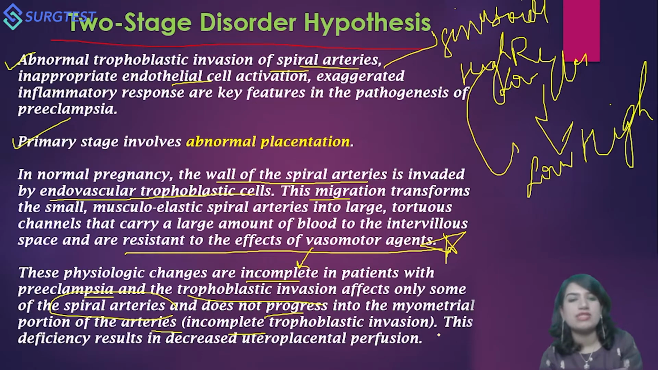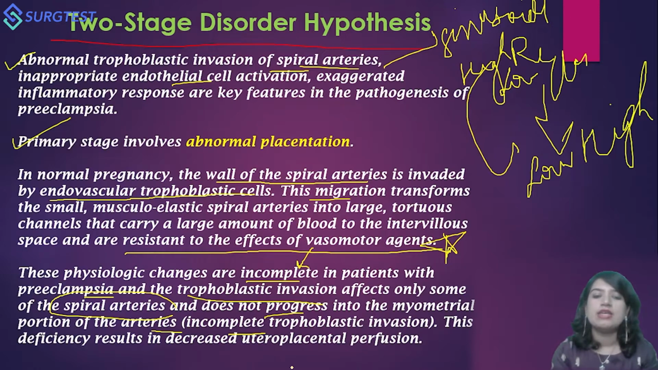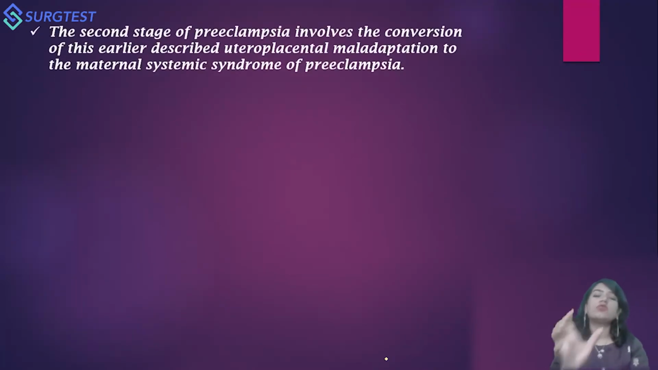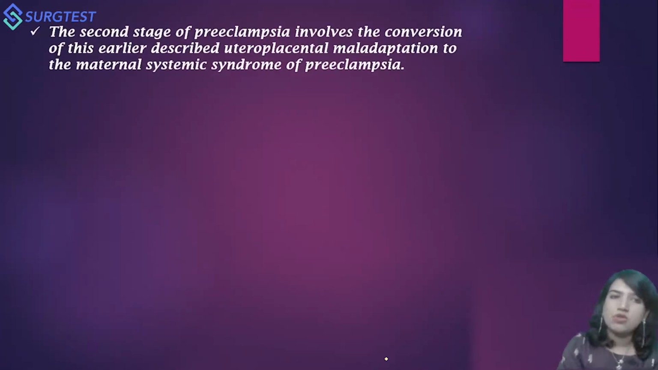So this deficiency of trophoblasts to invade into the tunica media of these spiral arterioles all over the placenta results in uteroplacental perfusion defect. Okay, so this was the first stage, the abnormal placentation. Now what is the second stage?